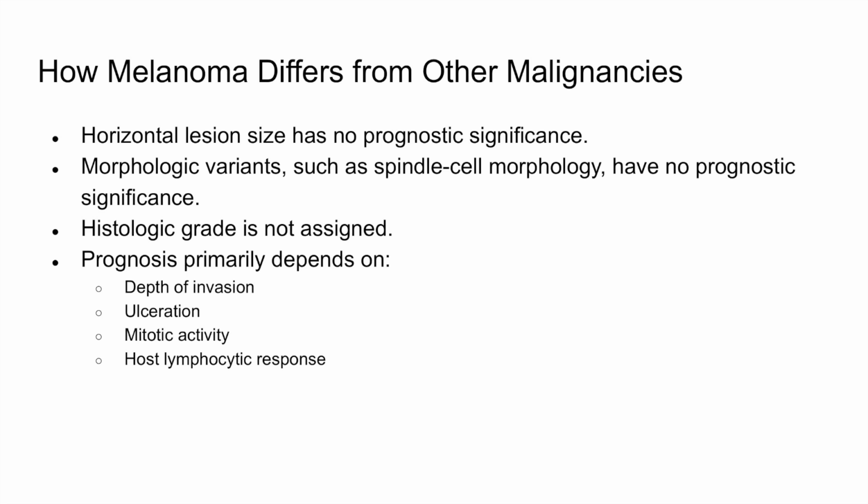Once melanoma spreads, regional lymph node involvement, in-transit disease, and distant metastasis become dominant prognostic factors. So the high-yield principle is that melanoma prognosis depends primarily on how deeply it has invaded and how far it has spread, not simply how wide, dark, or microscopically bizarre the lesion looks.